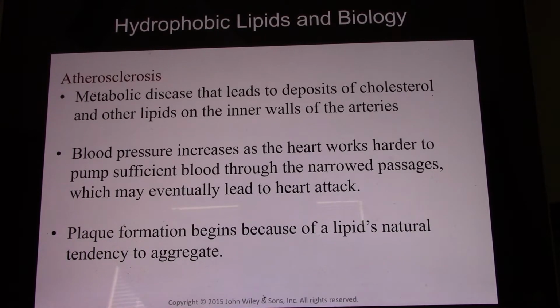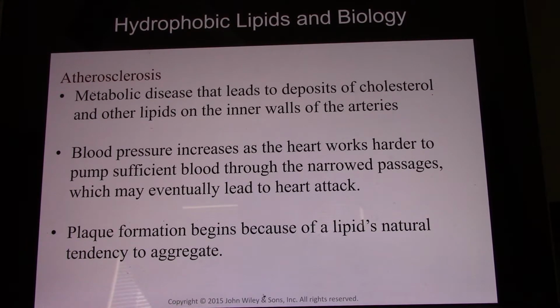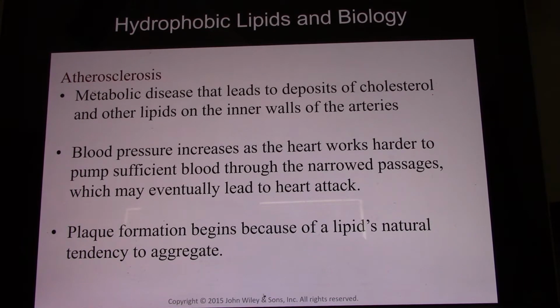Atherosclerosis is a metabolic disease that leads to deposits of cholesterol and other lipids on the inner walls of the arteries. Blood pressure increases as the heart works harder to pump sufficient blood through the narrow passages, which may eventually lead to heart attack. Plaque formation begins because of a lipid's natural tendency to aggregate.